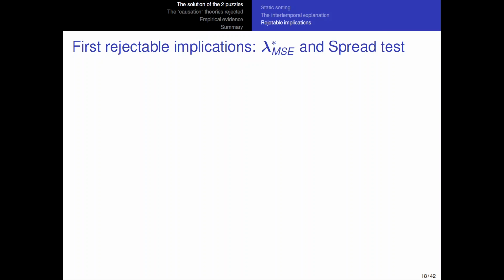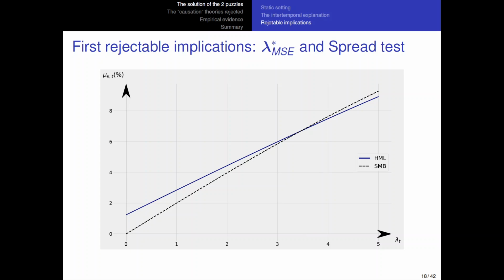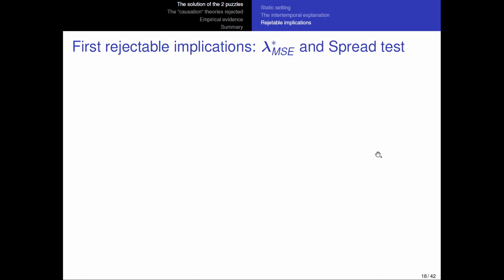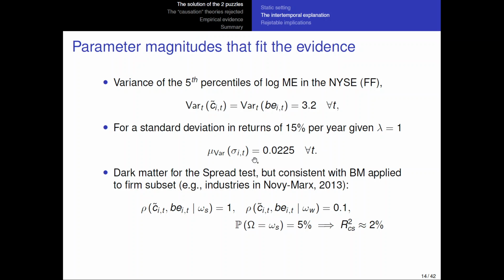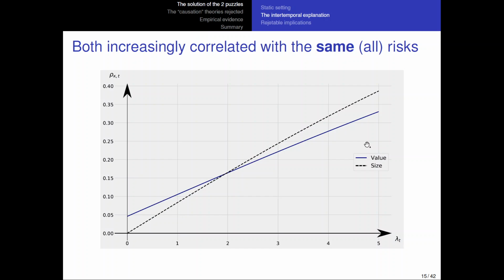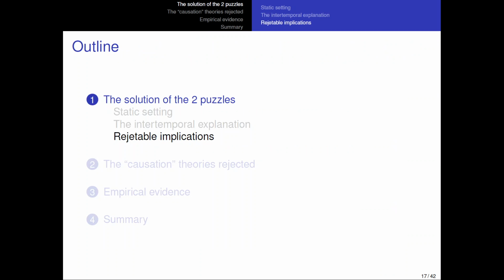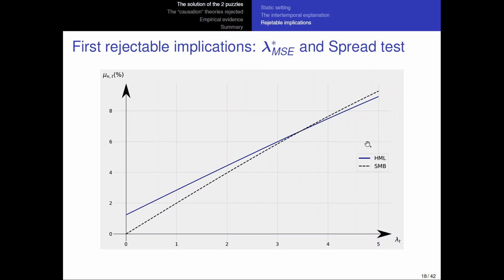Right, so what do we get as rejectable implications? To finalize this, the first two main rejectable implications are that size is going to be larger than value. Now we're talking about the size premium, right? So now I'm applying all these numbers here, and I'm constructing the HML and the SMB portfolios.